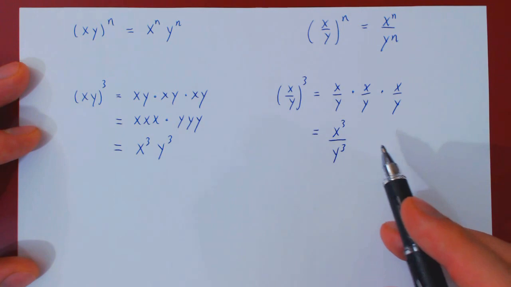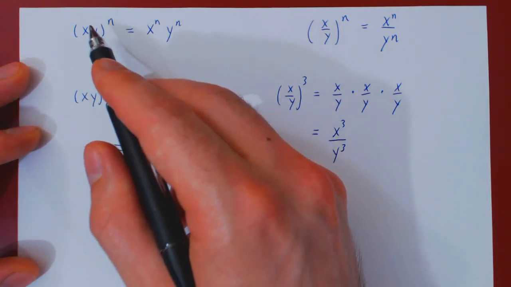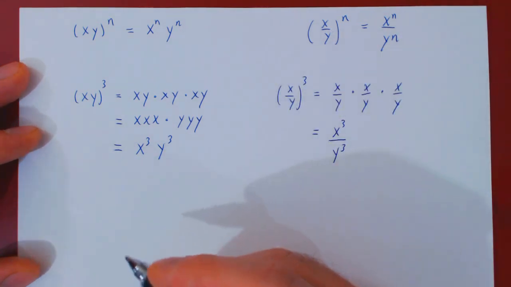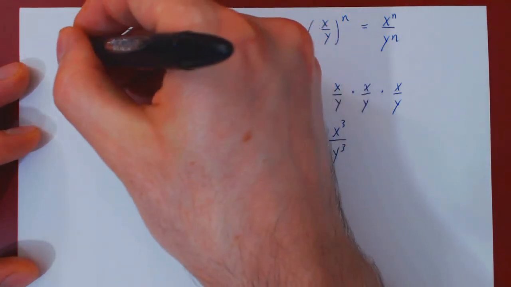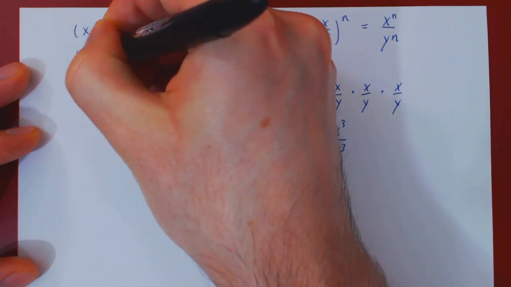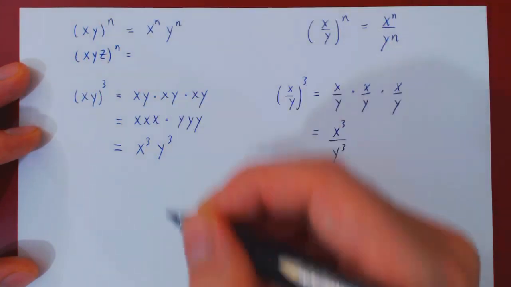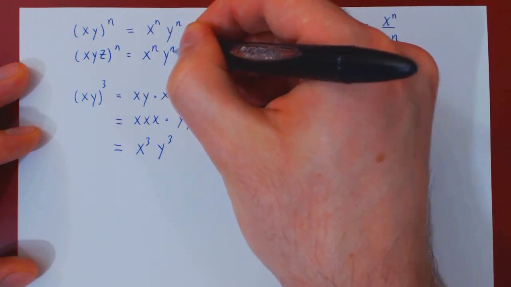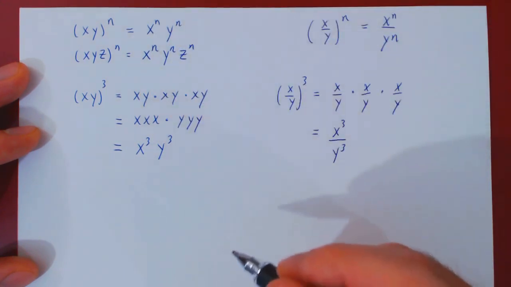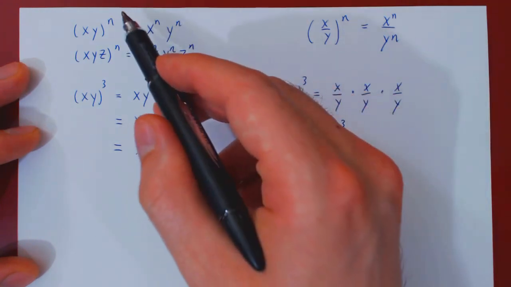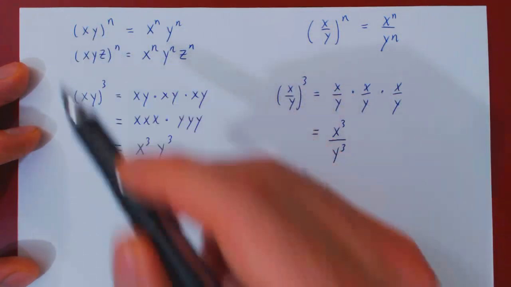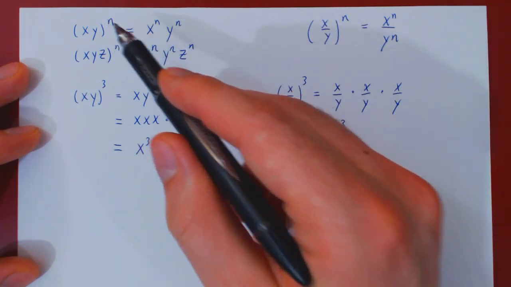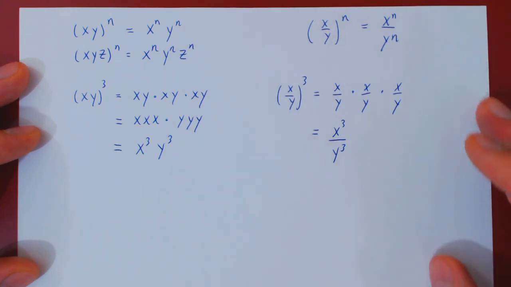And as I've said before, this also works for a product of 3, 4, and so on, as many terms as you want. So if you had, say, xyz to the n, the same argument applies. This will be x to the n, y to the n, z to the n. So quite simply, whenever you have an exponent applied to a product of terms or a quotient of terms, you can always distribute the exponent onto each individual term. And that's it.